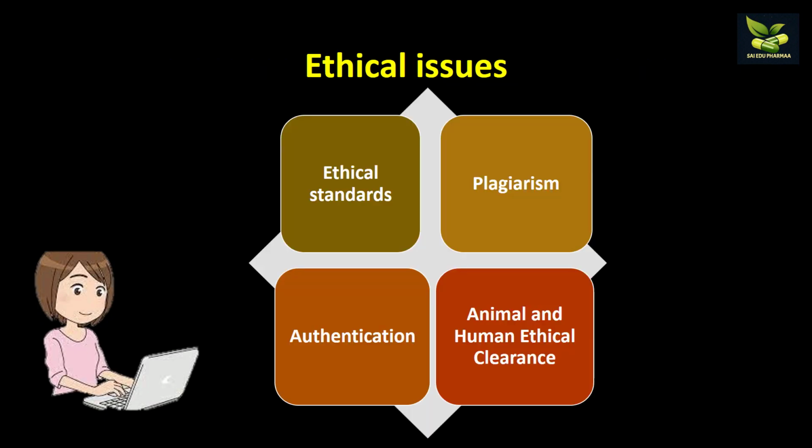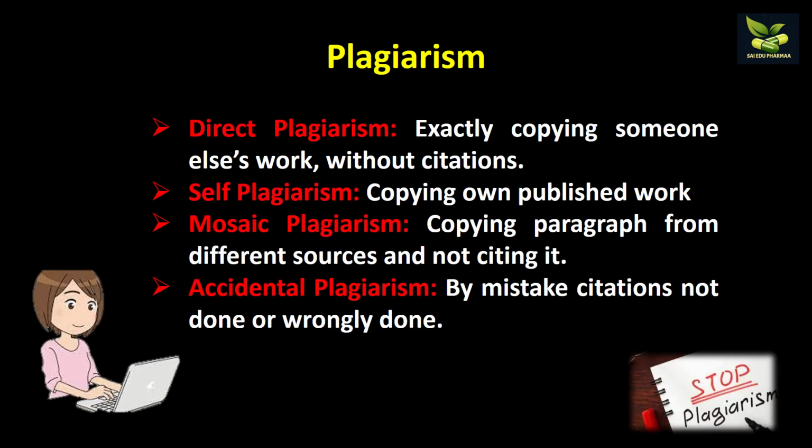Now comes ethical issues, which is a very important criterion that is observed, especially by the editors while checking the manuscript. First is ethical standards, second is plagiarism, then authentication, then animal and human ethical clearance. So before submitting your manuscript, you will have to take care of all these four areas. Ethical standards we have already discussed in our previous lectures, that all types of ethics related to publication should be followed.